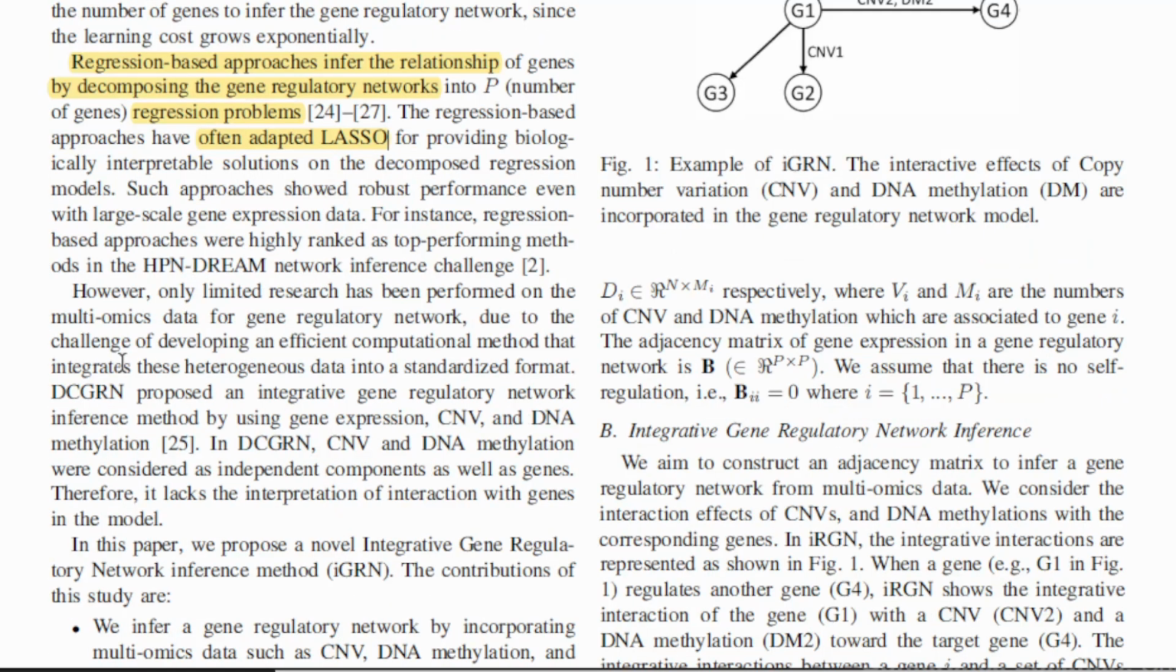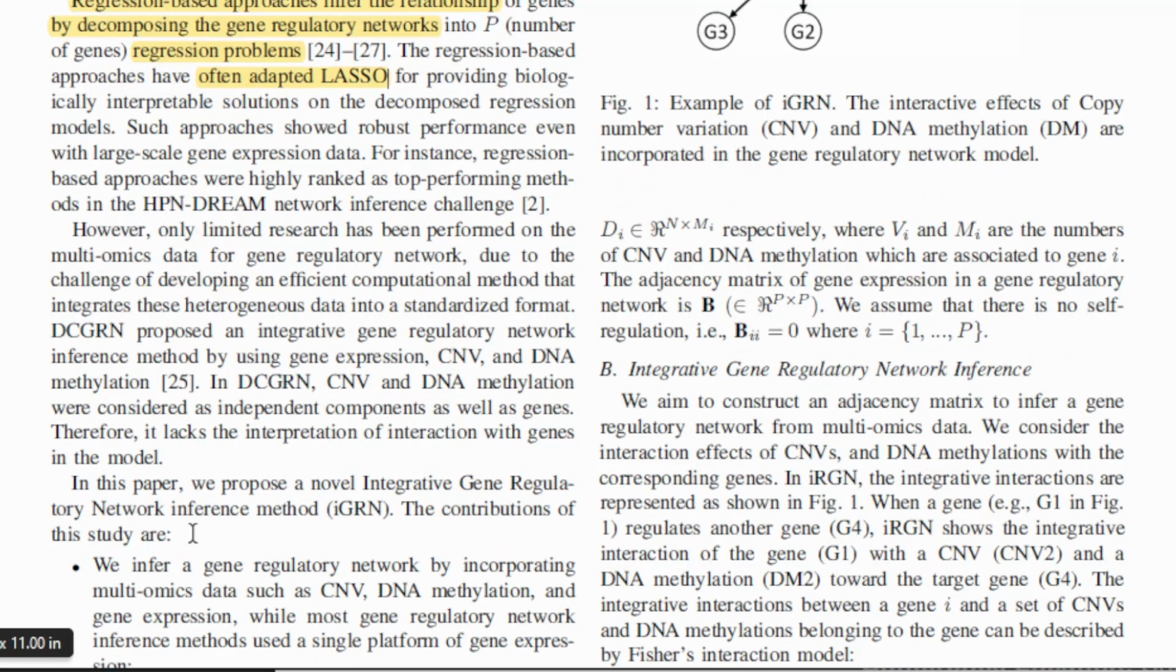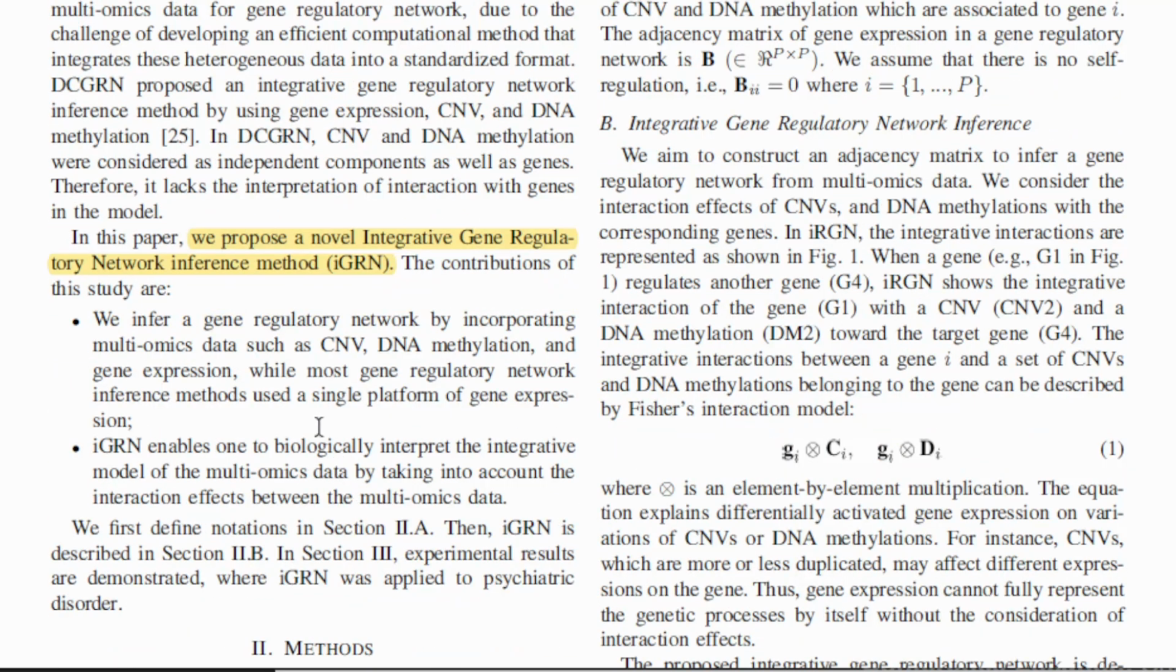In this paper, we propose a novel integrative gene regulatory network inference method, iGRN. The contributions of this study are: we infer a gene regulatory network by incorporating multi-omics data such as CNV, DNA methylation, and gene expression, while most gene regulatory network inference methods used a single platform of gene expression data. iGRN enables one to biologically interpret the integrative model of the multi-omics data by taking into account the interaction effects between the multi-omics data. We first define notations in section 2A. Then, iGRN is described in section 2B. In section 3, experimental results are demonstrated, where iGRN was applied to psychiatric disorder.